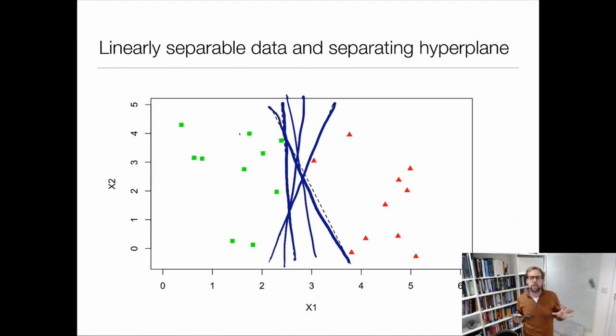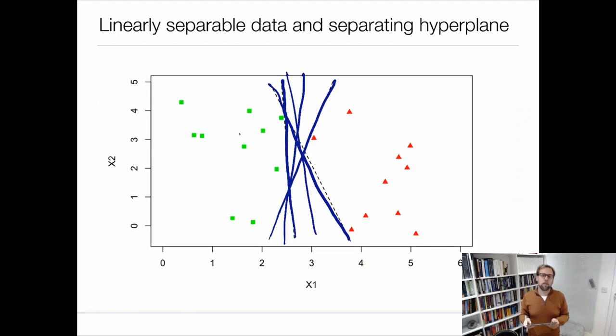So this is linearly separable data, but one thing we want to talk about now is, is there maybe one type of hyperplane which is better than others, and this is what will lead us to what's called the maximum margin classifier, which is what we want to talk about.